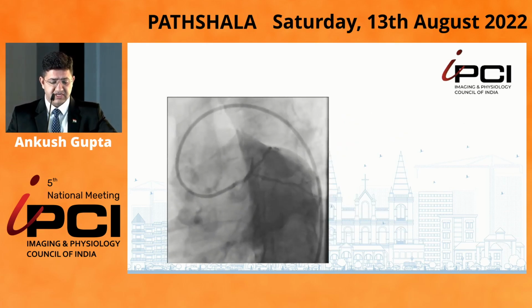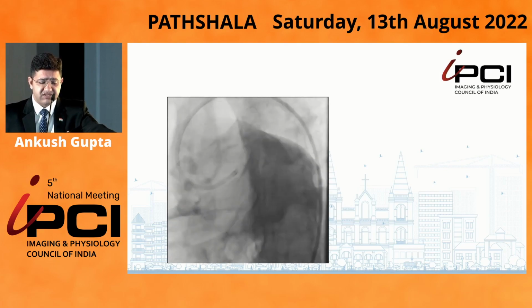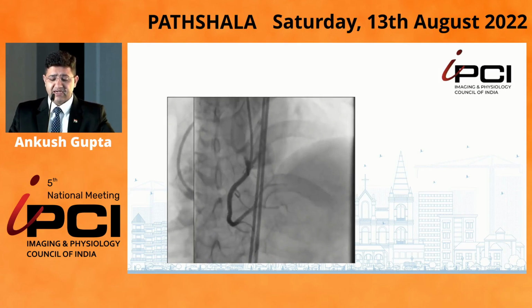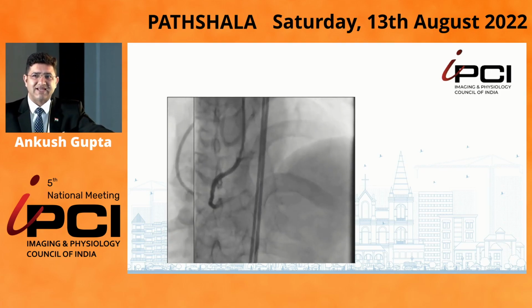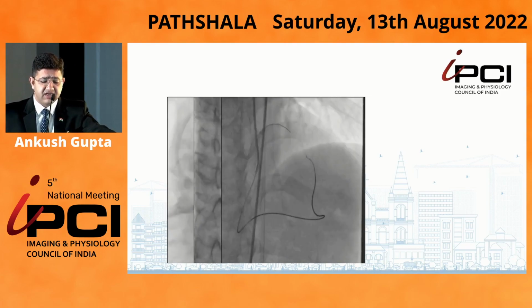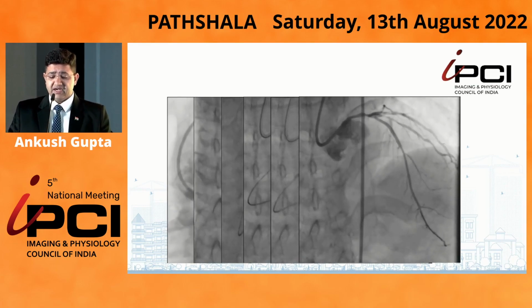So this was a 60-year-old male. He came to us with crescendo angina, normal LV function. Angiography showed significant left main bifurcation disease with mid-LAD CTO, RCA was normal. This mid-LAD CTO was tackled with the retrograde technique using reverse CART technique, and this was the result after doing mid-LAD CTO.